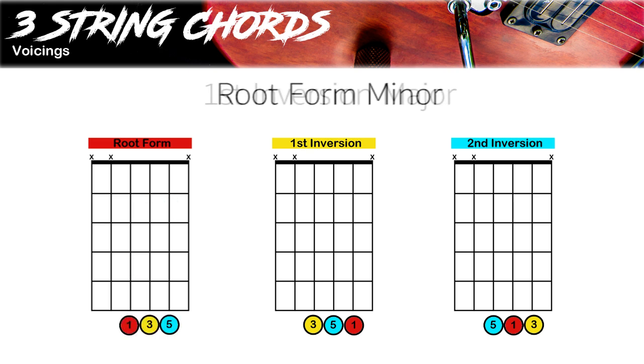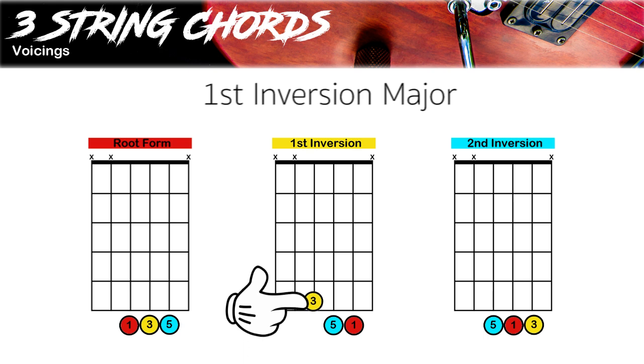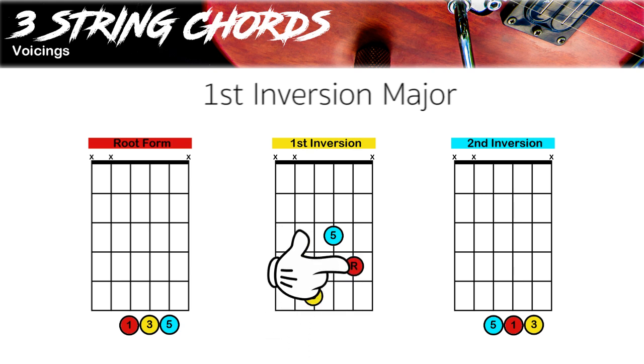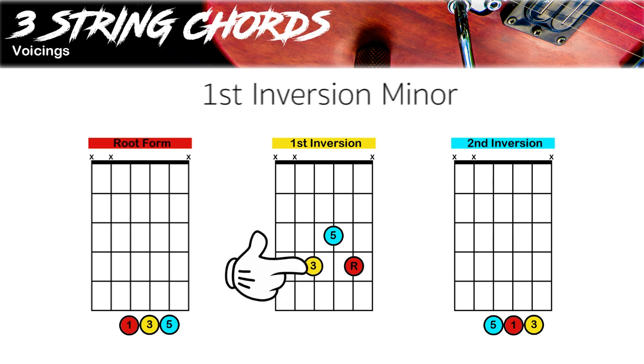When it comes to placing the first inversion voicing for a major chord, the third will be placed on the D string, because it is now the lowest pitched note. The 5th will therefore be placed on the G string, and it ends up being 2 frets back from the third. The root note will be on the B string, and it is 1 fret up. To make the first inversion chord voicing minor, simply flatten the third.